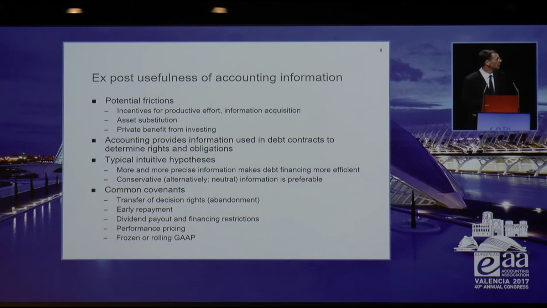There's a lot of literature looking at the incentive effects of all these different frictions and how these covenants might improve things. And again, the hypotheses here are the same as before. That's the gut feel kind of thing: more information is always better. The other one is conservatism, or if you believe in fair value, neutral information will be preferable. And you usually find reasons for both of those.